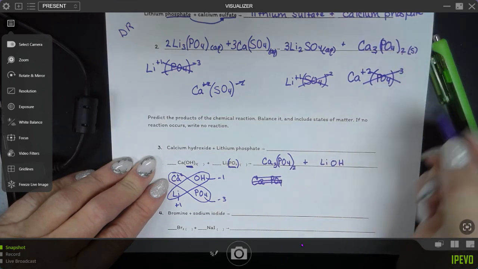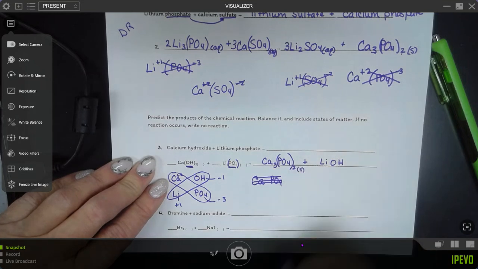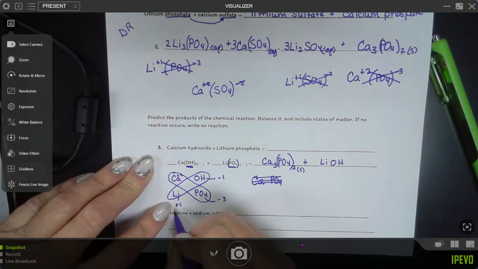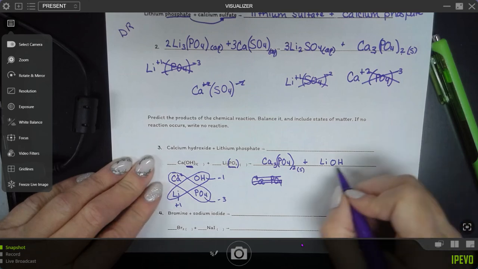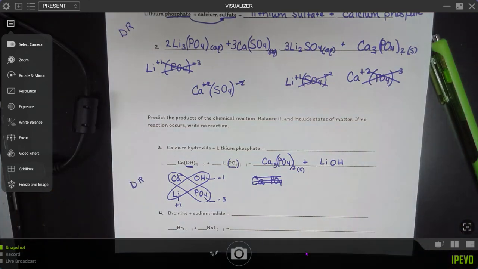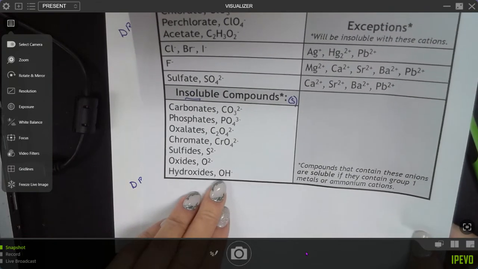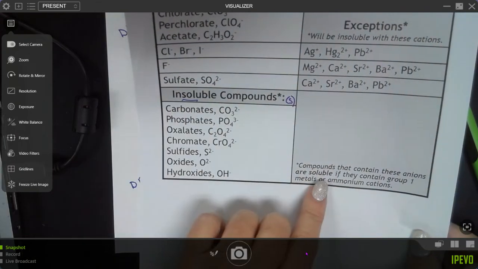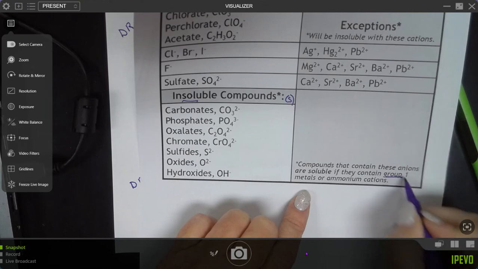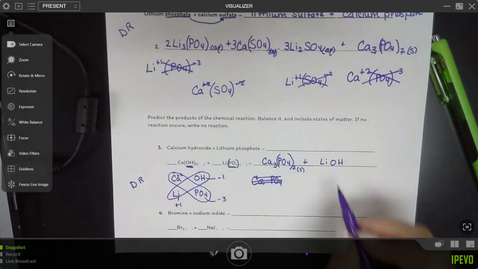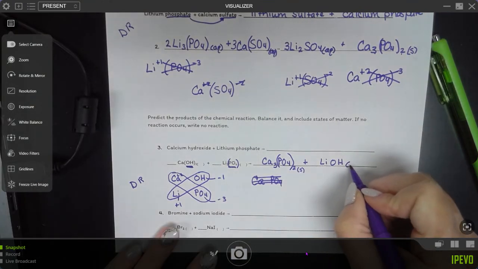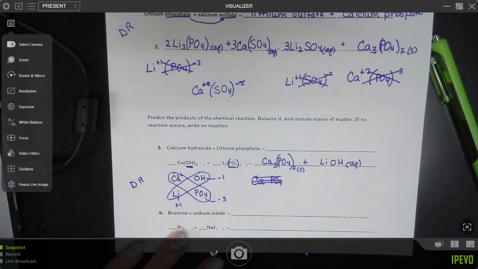Look at that. I made the same compound on both. So we already know that that's a solid because we already looked it up. And then I have lithium hydroxide. They're both 1. So let's look at our solubility table for hydroxides. Notice that hydroxides are insoluble except if they're with a group 1 element. So since lithium is here, this is going to be aqueous.